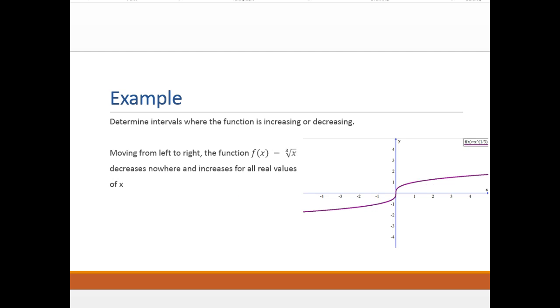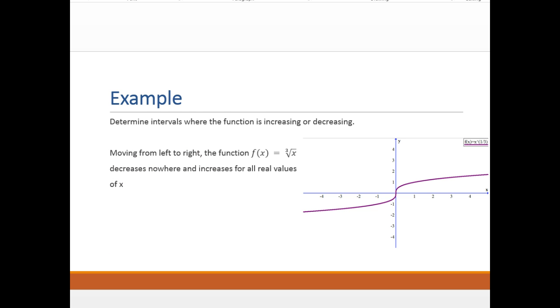Let's look at another example. This is f of x equals the cube root of x. Notice that this increases everywhere. As I go left to right, this function gradually increases. Even though it may level out some, it's still increasing as I'm going left to right. So this increases for all values of x.